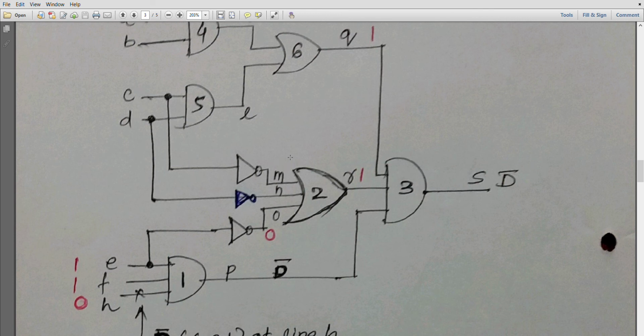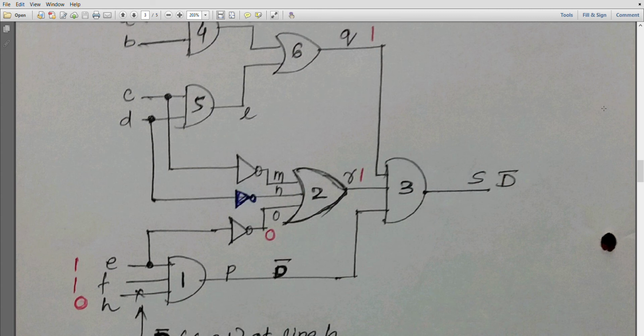So all the three inputs connected to gate number 2, that is M, N and O, will come out as 0. If all the inputs are 0, what will be the value of this R? R will be equal to 0, because this is an OR gate. So my condition of making R equal to 1 fails here. I cannot make R equal to 1, because all the inputs connected to this particular gate are 0. And if I cannot make R equal to 1, I cannot propagate this D bar towards this primary output S. So what should I do then?